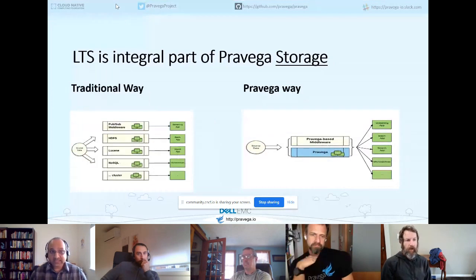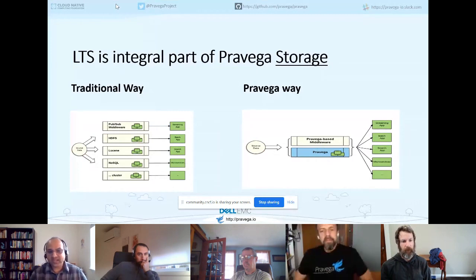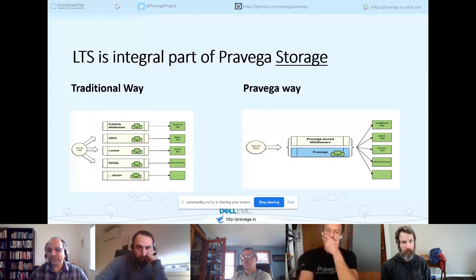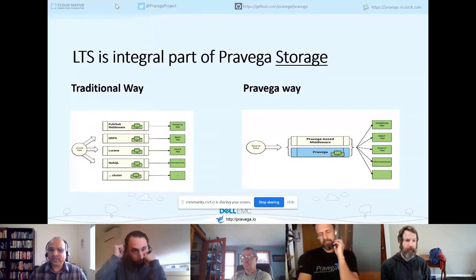Again, LTS is an integral part of Pravega storage. Traditionally, we used to have lots of applications that have lots of their own way of storing data, and that data was never shared. The Pravega way of doing things is you have a single storage system where all of your data can be stored in a single place. And with the use of Pravega middleware, you can use that data in multiple applications.